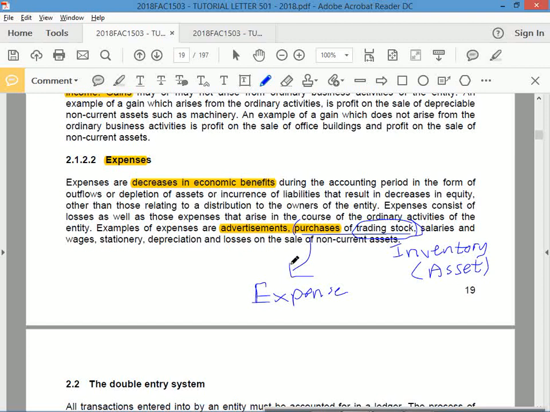Just to give that information to you now, because you might be thinking, ooh, see, it's purchases of trading stock. The purchases is an expense. Purchases is an expense because it's periodic. I don't expect you to know this because we haven't covered it, right? I'm just giving it to you ahead of time. Inventory asset, perpetual. Once we've covered it, it'll make sense.